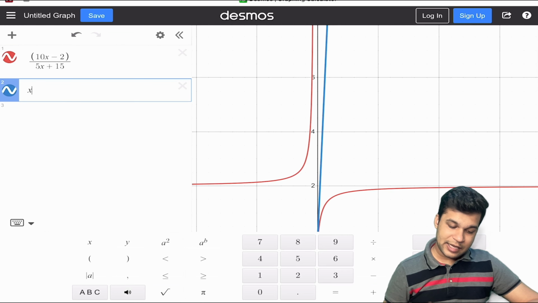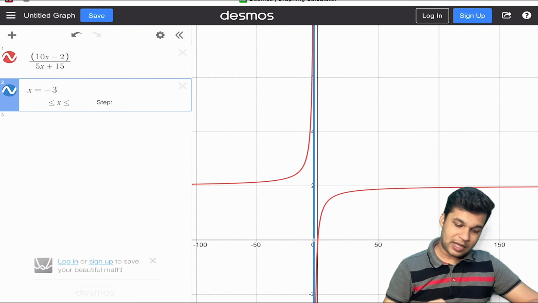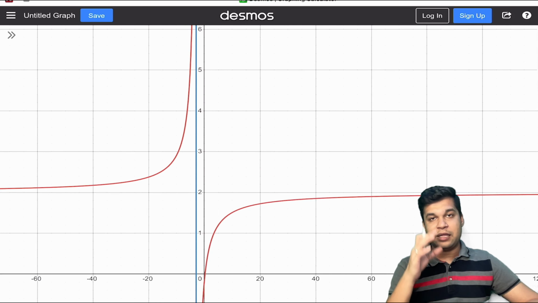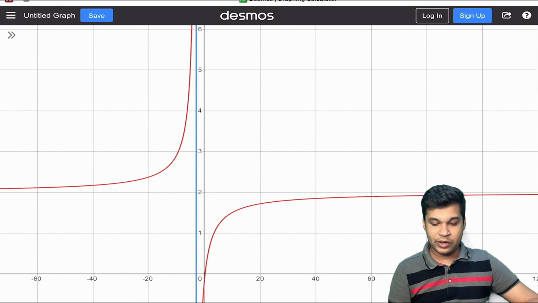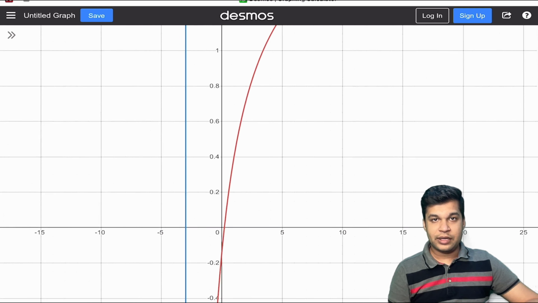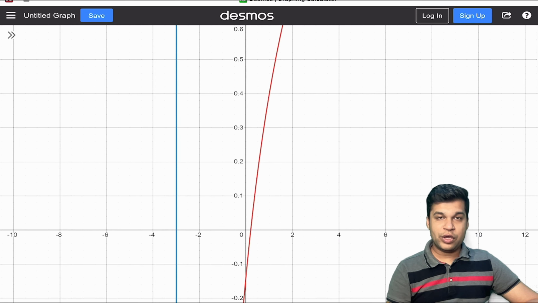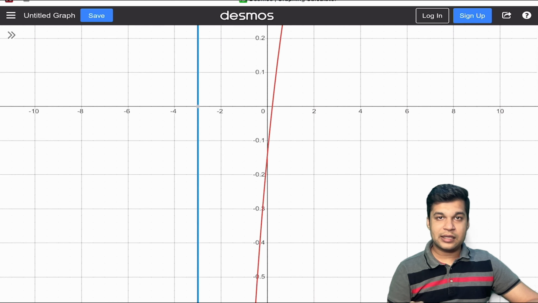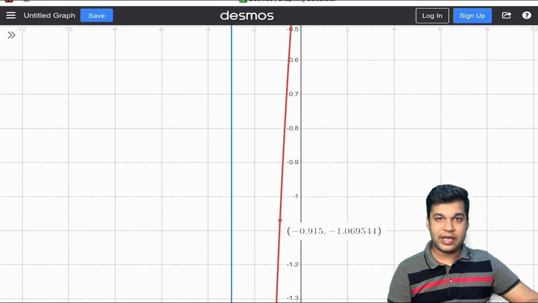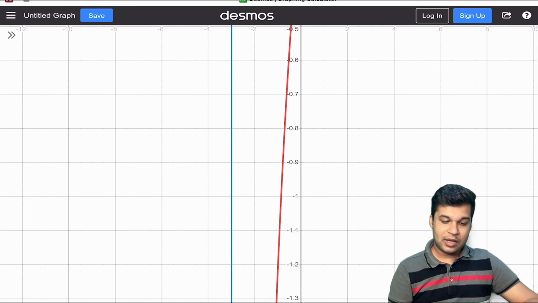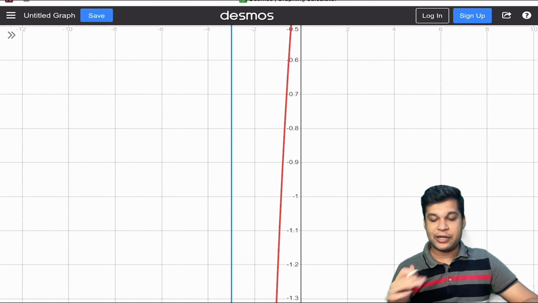Now x equal to negative 3. If you see, x equal to negative 3 is the blue line. If you zoom in a bit, you will see that this is the line at negative 3. So if you go down, you will see that this graph is trying to touch the blue line, but actually it never happens.